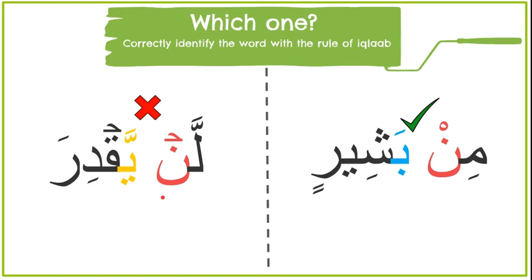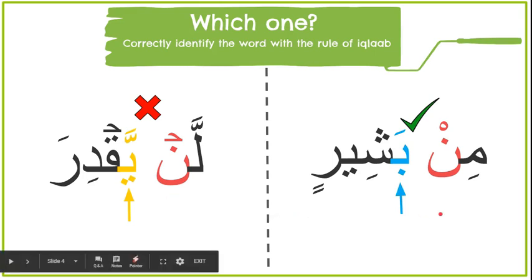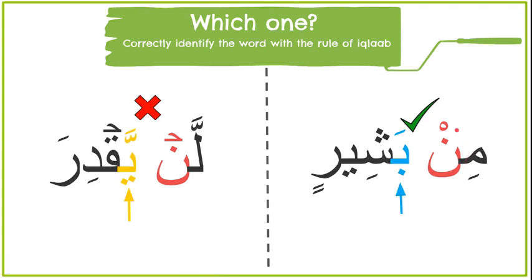The second point was to look out for a Ba in the next word. So you can see the example on the right has a Ba, whereas the example on the left does not have a Ba, it has a Ya, and that's why this one would not be Iqlab. Going back to this example then, the next thing was to practice reading the Noon Sakin sound with a Mim sound instead. So instead of Min, it will be Mim.